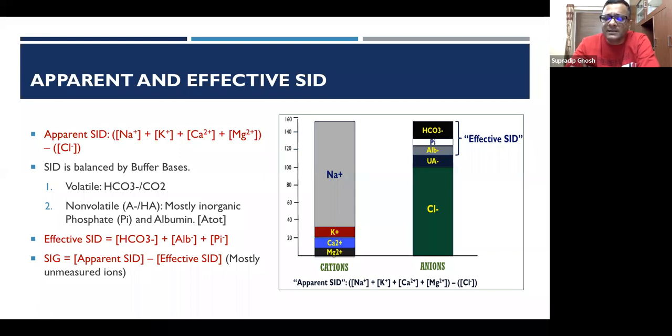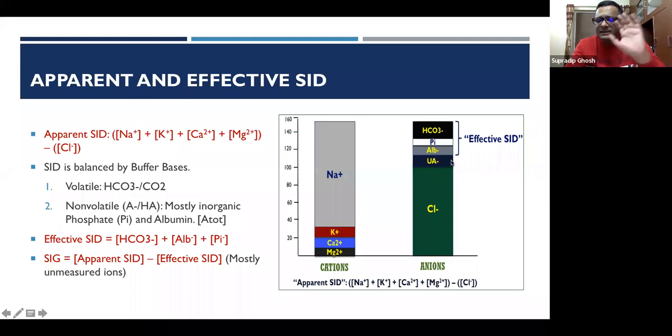What about effective SID? Effective SID is nothing but the phosphate, albuminate, and bicarbonate. So actually, these are the two things: effective SID and apparent SID. And the difference between apparent SID and effective SID is what we call SIG, or strong ion gap. Now, this strong ion gap is nothing but the unmeasured anion.